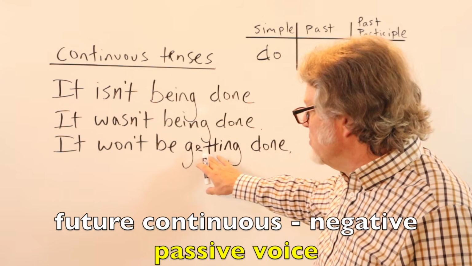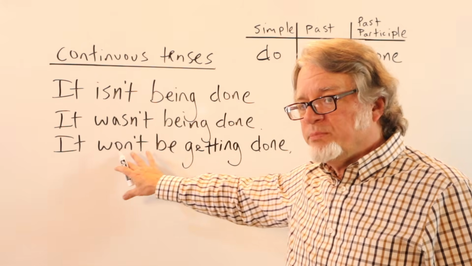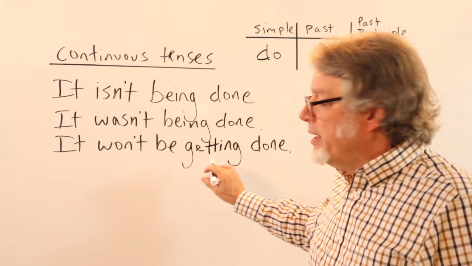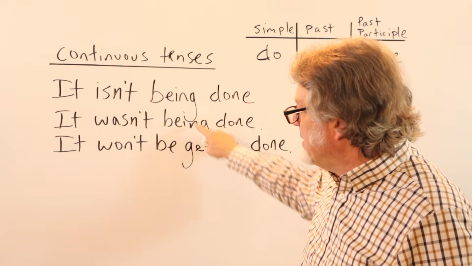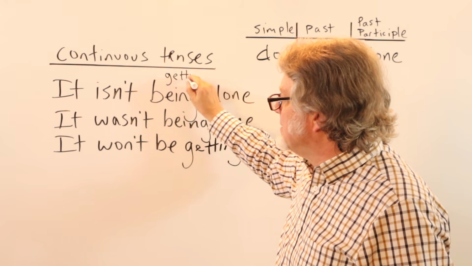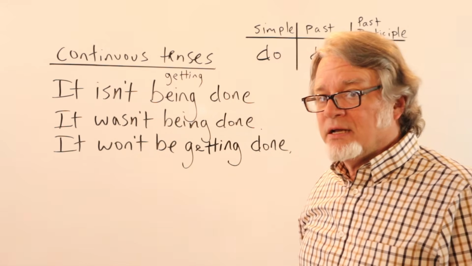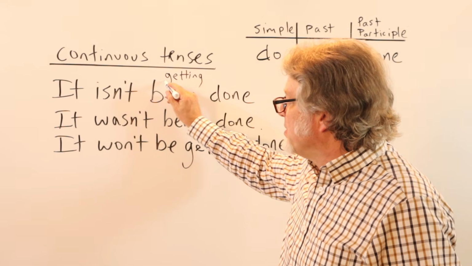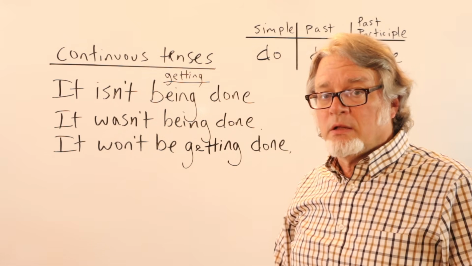Remember, we can't use being here. This still sounds a little awkward, but it's still possible. And remember that you could also replace being with getting here. It isn't getting done, and it wasn't getting done. This is a popular substitute for being. You can use that as well.